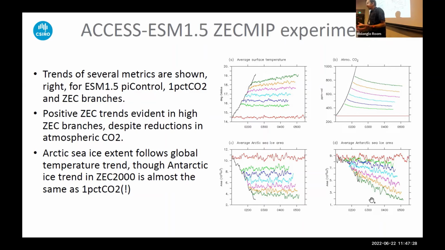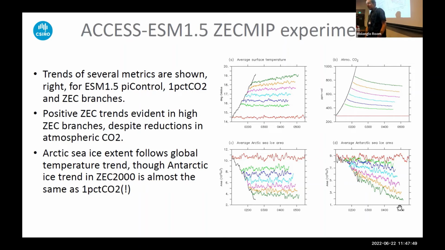The initial experiments that we submitted to ZECMIP were only 100 years, and under those scenarios, the lowest branches did look like there wasn't much sea ice loss in these experiments for the first 100 years. Now we've got 300 years, we can see that, yeah, there is a significant deviation from the control at the end of those.